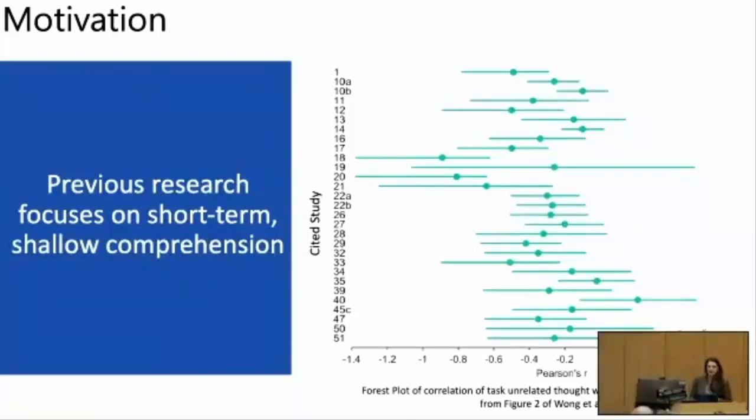So a previous meta-analysis by Wang et al. was published in 2022, and it showed that over many reading studies, mind wandering correlates on average negatively with comprehension. But most of these reading studies only asked very factual rote questions, and only immediately after reading the text, never at a longer delay of days or weeks later.